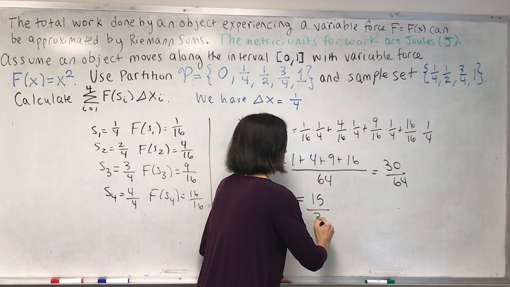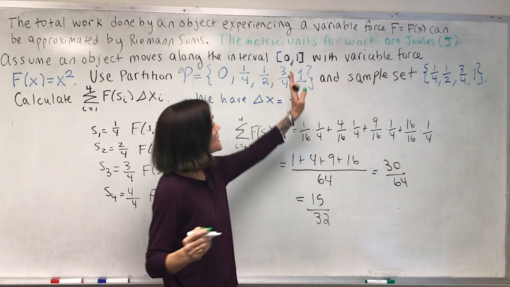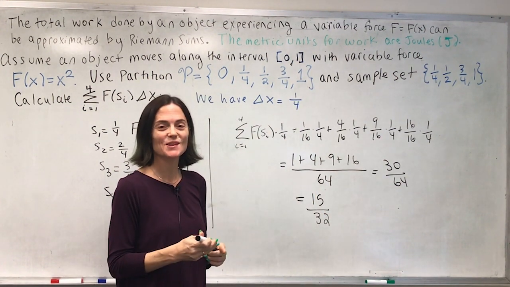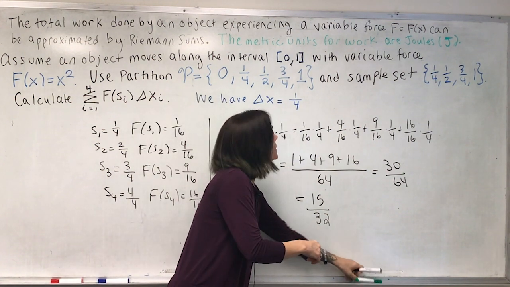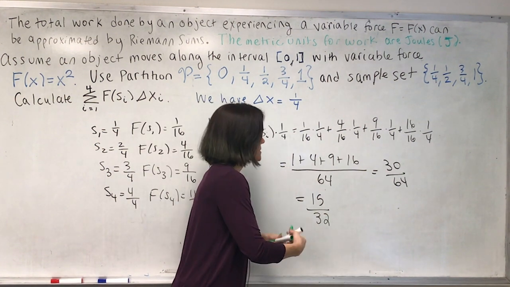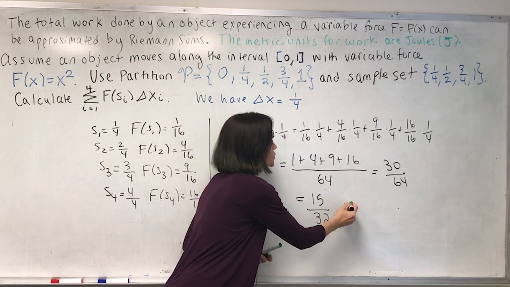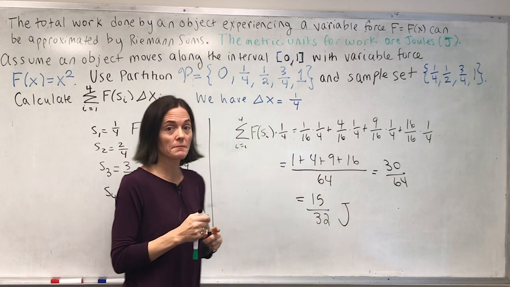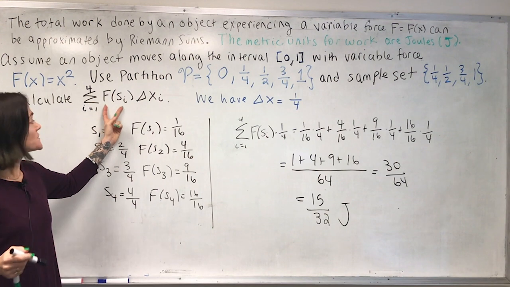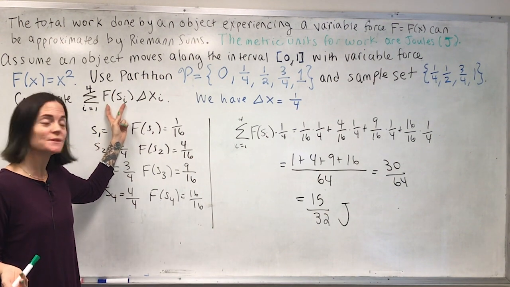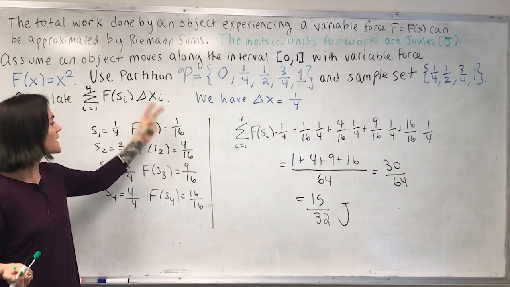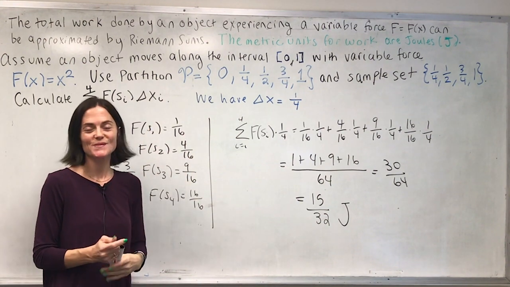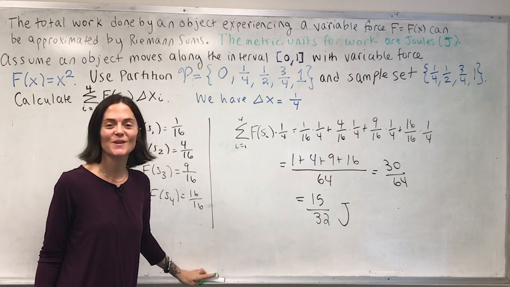15 over 32. And, you know, as a comment, since we are doing work here, if we're working with metric units, this would have units joules or Newton meters. The force function would have units newtons, and each of these little delta xi's would be in meters. Altogether, we have Newton meters or joules. And this is an approximation for the work.